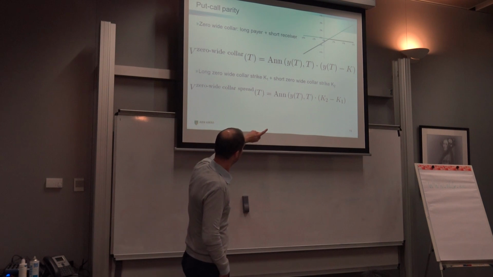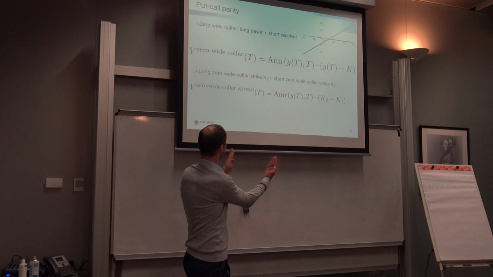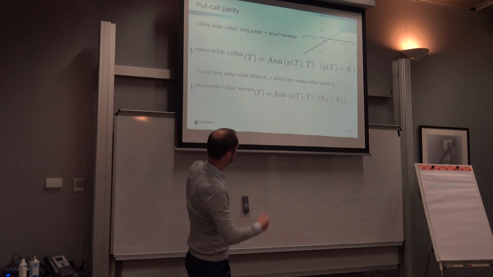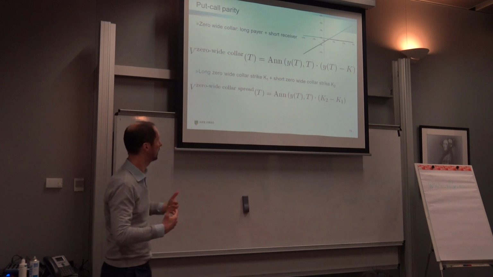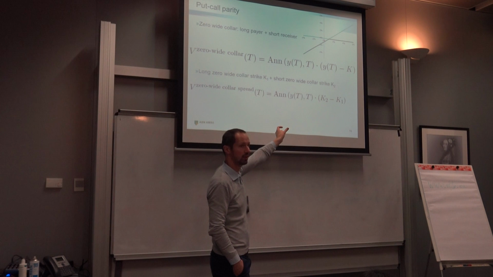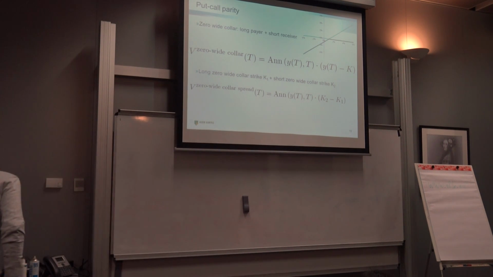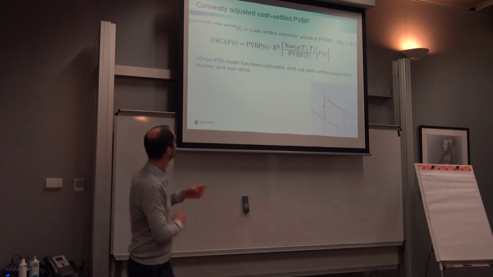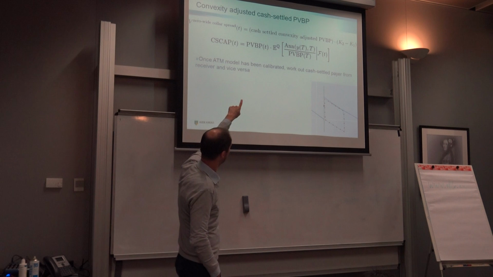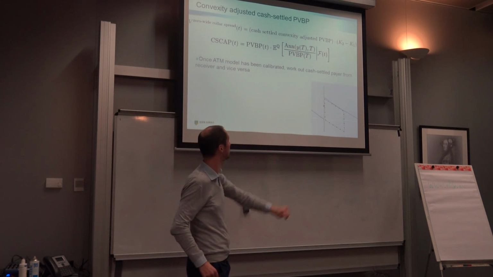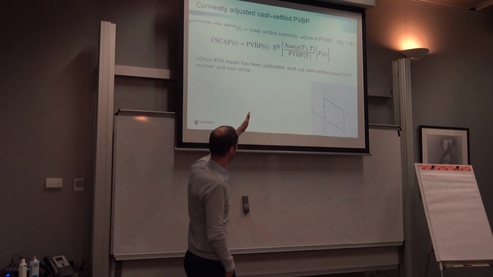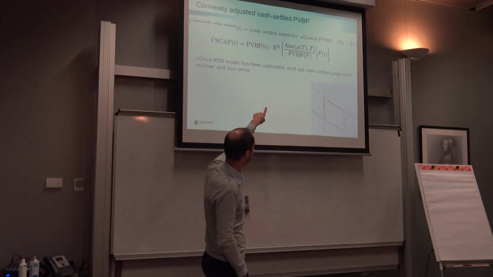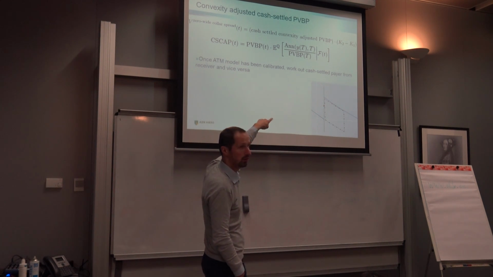And now if you take two of those zero-width collars at different strikes, and you go long one and short the other, then the linearity cancels out and you end up with something which depends only on the cash settled annuity and the difference between the strikes. So there must be a number which I call the convexity adjusted cash settled PVP, such that the value of such a zero-width collar spread is this cash-settled convexity adjusted PVP times the difference in strikes. And also, we can simply work out, in our model, what the value is of this cash-settled convexity adjusted PVP. It's simply the expected value under our PVP measure of the cash-settled annuity.